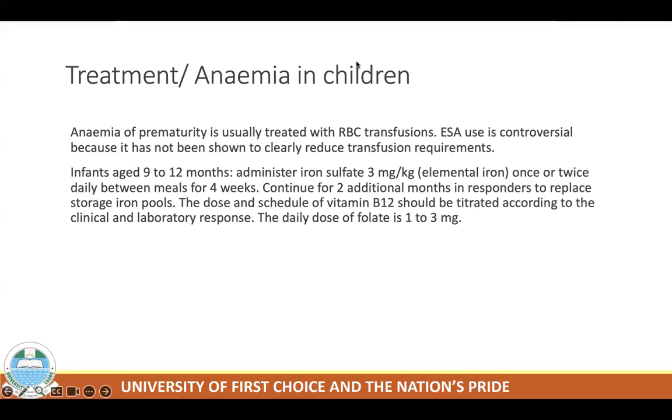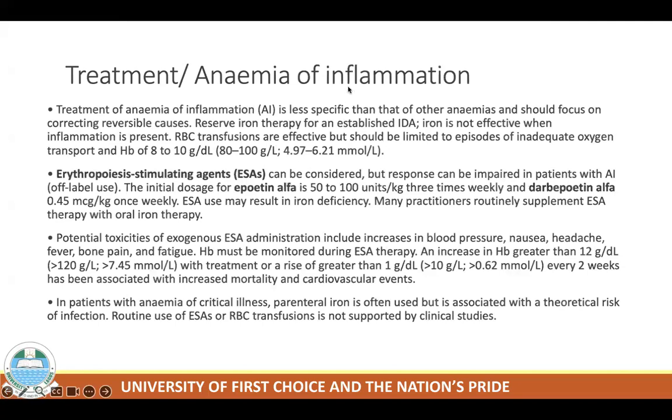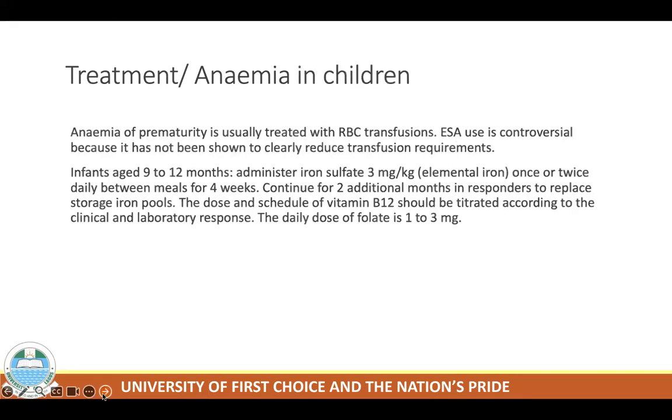Anemia of inflammation, that's what AI means. Not artificial intelligence, please. Anemia of inflammation. I already showed the short form ahead. Okay, now anemia in children, it's 2 types: prematurity and then in infants. So in prematurity, usually you use red blood cell transfusions.